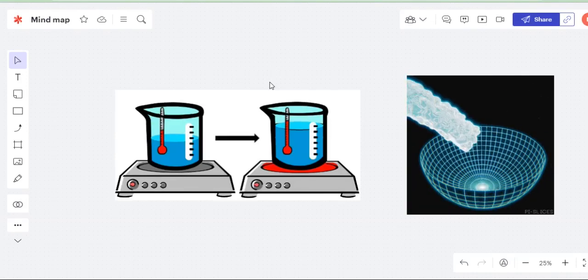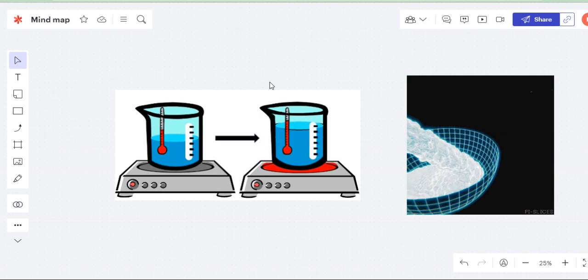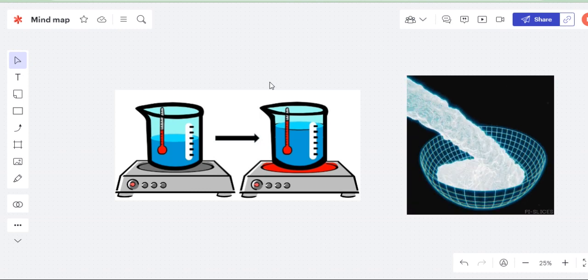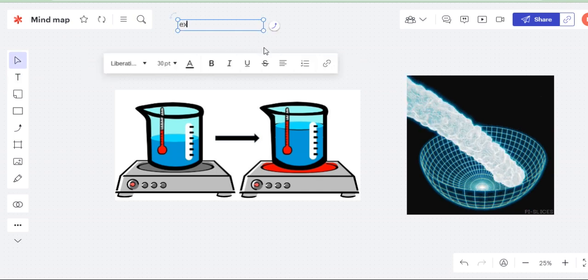So now I'm going to discuss the next factor in the physical properties of liquid, that is expansion. Now what is meant by expansion? Let me write it. Now we are done with compression, that's expansion. What does expansion mean?